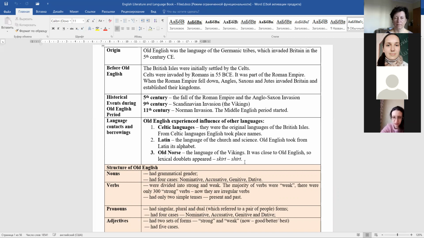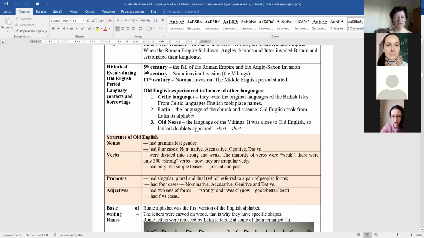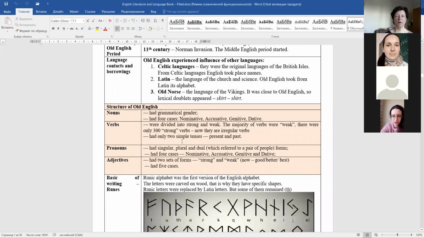And from Old Norse, the language of the Vikings. It was close to Old English, so lexical doublets appeared. For example, skirt, shirt. Very good, thank you. Natalia, tell me about the structure of Old English.